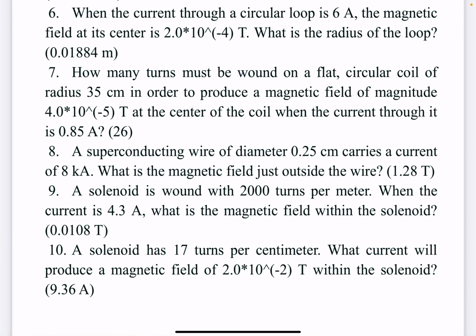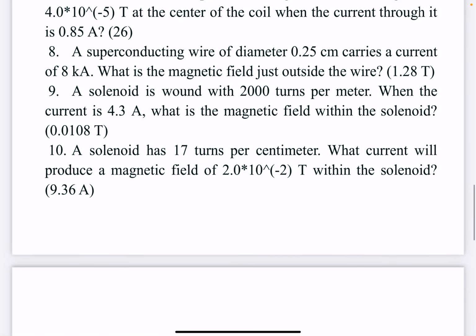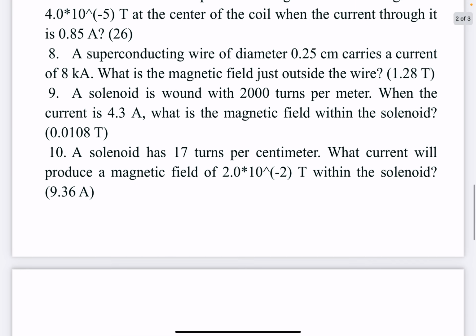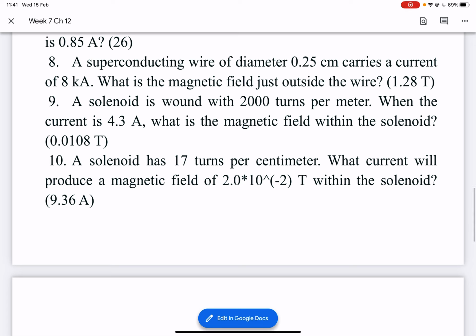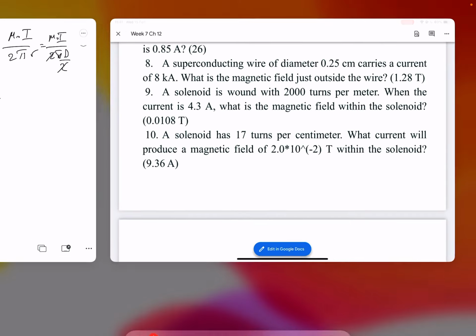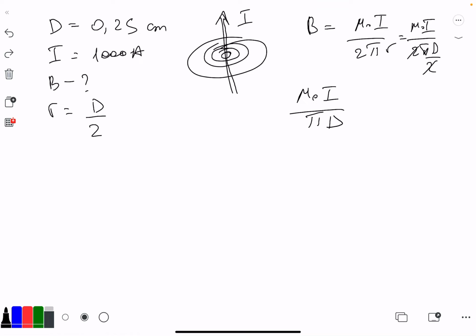Okay, what is next? Problem number 9. We have a solenoid wound with 2000 turns per meter when current is 4.3 amperes. What is the magnetic field within the solenoid? So in the solenoid you have a particular formula. Okay, first let's write down things.